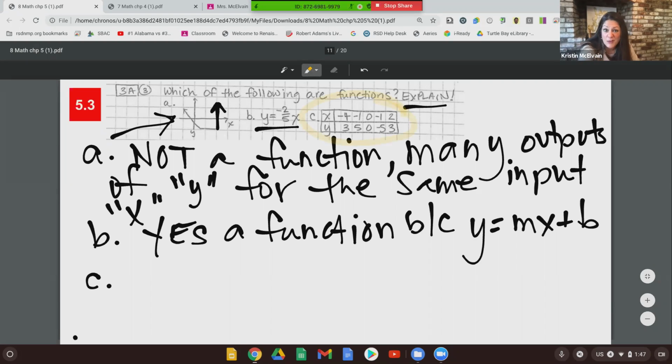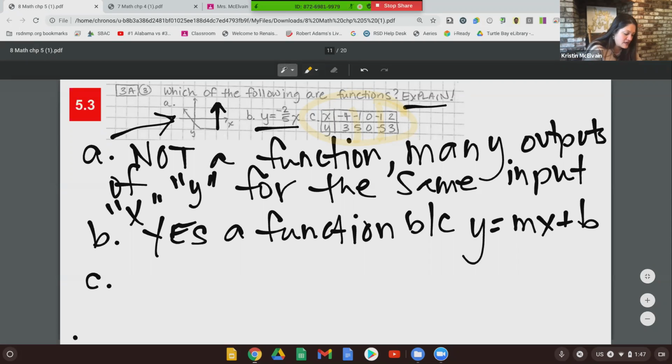We have an input-output table. So let's take a look here. So we have -4, 3, -1, 5, 0, 0, -1, -5, and 2, 3. All right, so looking at this, it seems okay, but here's what I want to point out. -1, 5, and -1, -5 has 2 different outputs for the same input, -1, not a function.